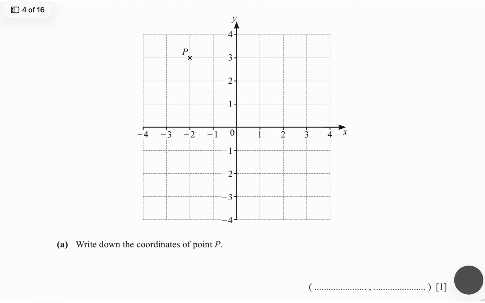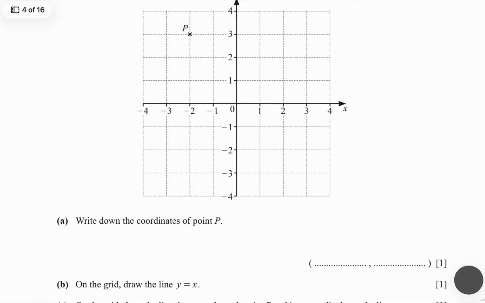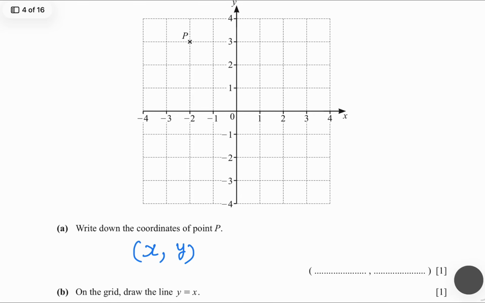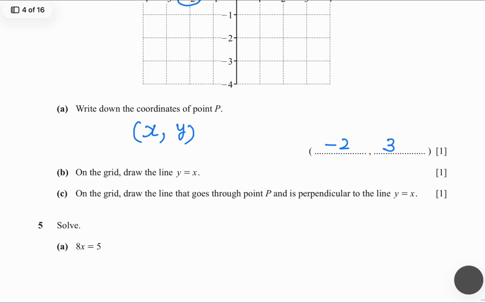Now we have number 4. Write down the coordinates of P. So whenever we have the coordinates, first we write always x coordinate, then there is a y coordinate. So x axis is here, the axis is horizontal. So I will drop down line from P towards the x axis. So we have coordinate of x is -2, and then we go towards y axis, then we see y is 3. So final answer is going to be -2 and 3. Make sure you write the x coordinate first, then you write y coordinate.